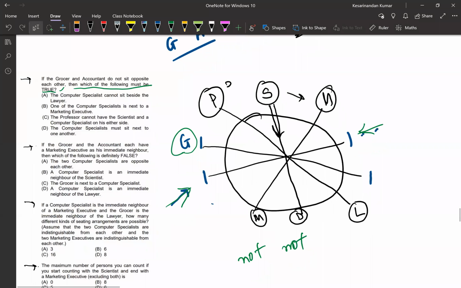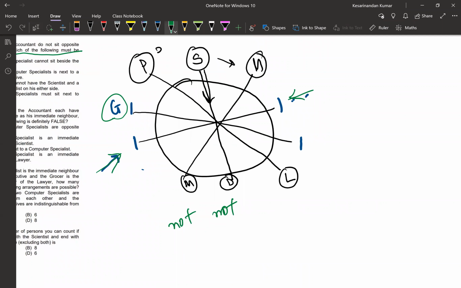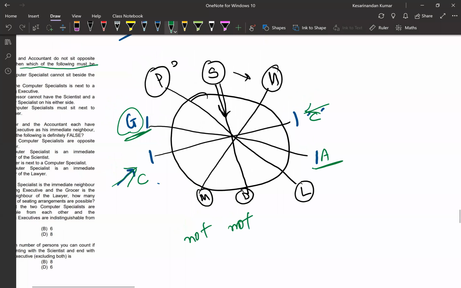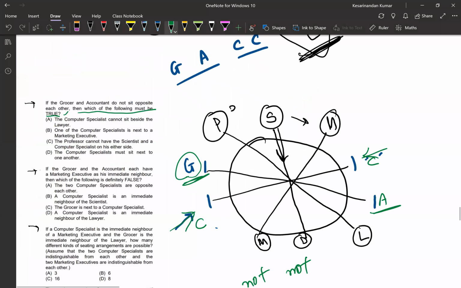Okay. So the computer specialist cannot sit beside the lawyer. If the computer specialist does not sit here, it can sit anywhere else. If it sits here, what will happen is the computer will have to sit here and the accountant will sit here. So is this satisfying our criteria? Yeah, Pranit, you want to say something? It is not. Why? Because it has been given grocer and accountant do not sit opposite to each other. So we will not consider this one. So the first one is eliminated.